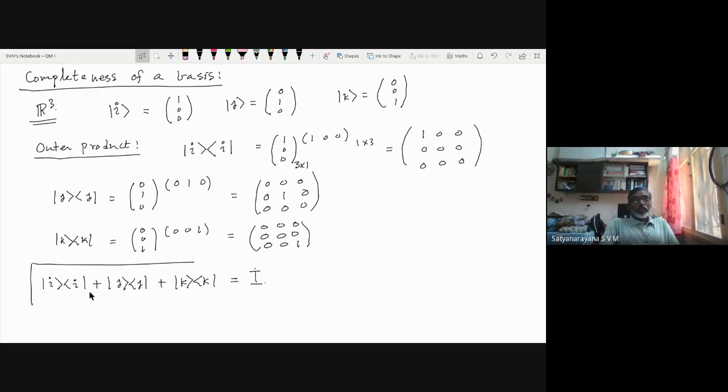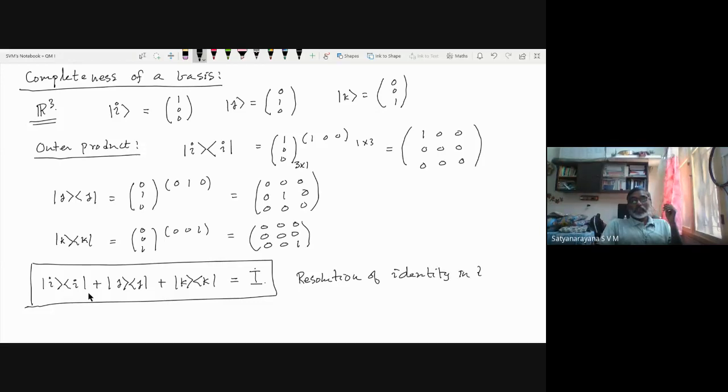Whenever you can write down the resolution of identity by the basis elements, then we say that the basis is complete. Okay, so this is called resolution of identity in terms of orthonormal basis. If we can do that, then we say that the basis is complete.